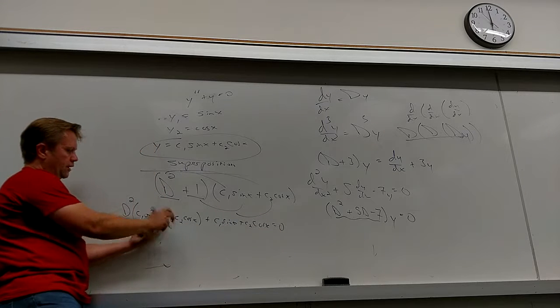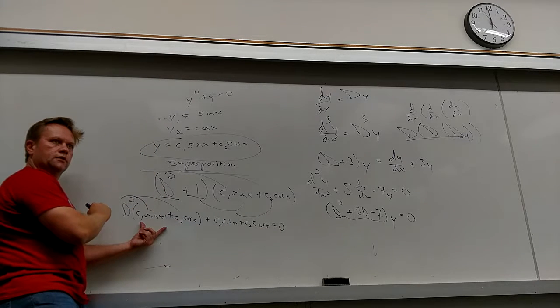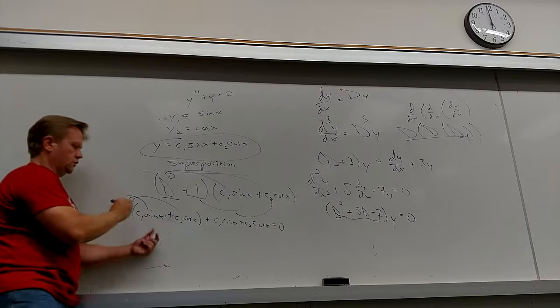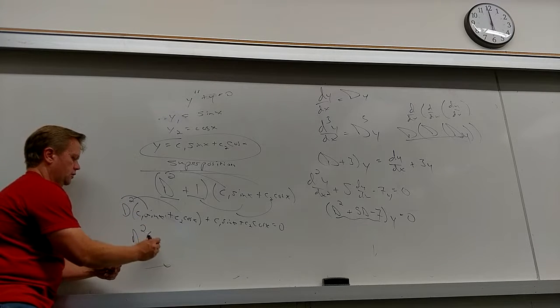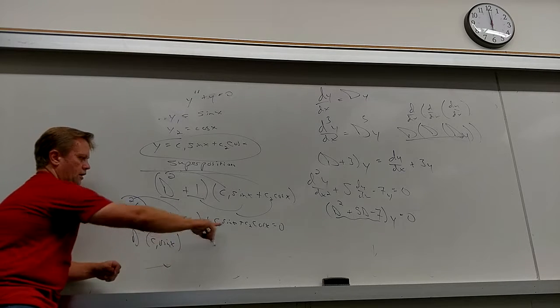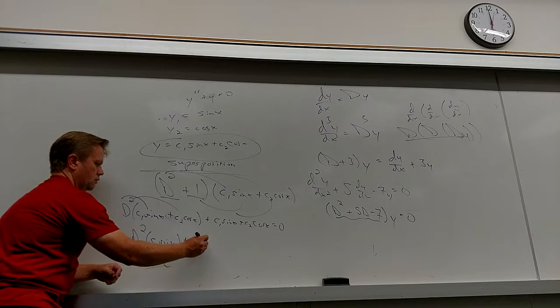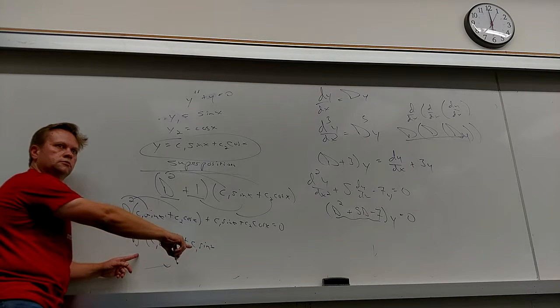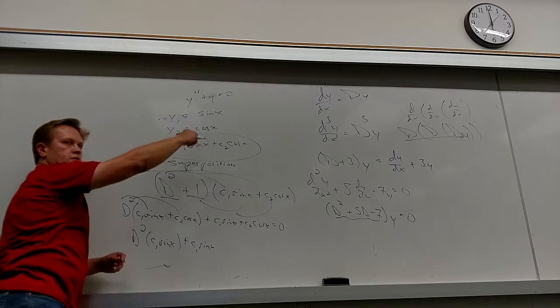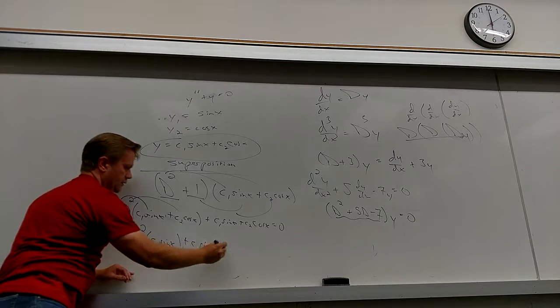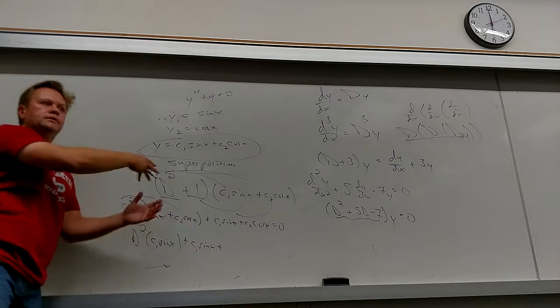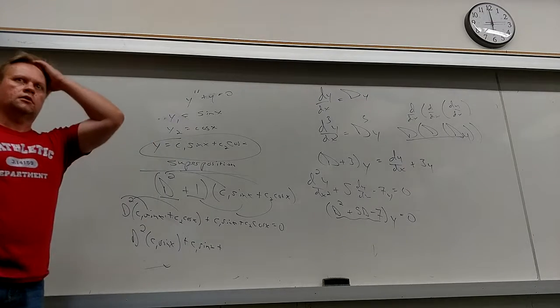Now, we know that it's linear. I can do this. So then I get D squared of c1 sine x. I might as well just put this one. We know that that's 0 because sine works. Plus, and then I can get my cosine together. We know that's 0 because cosine works.